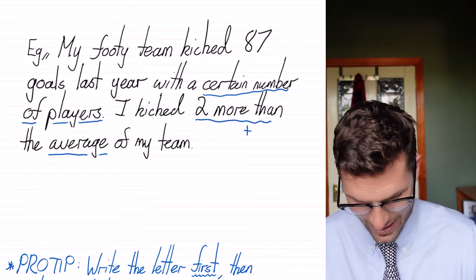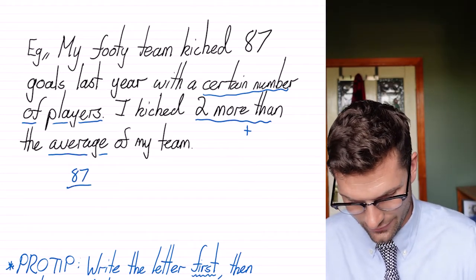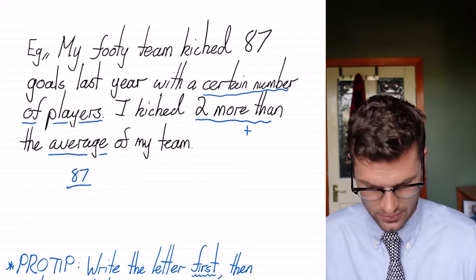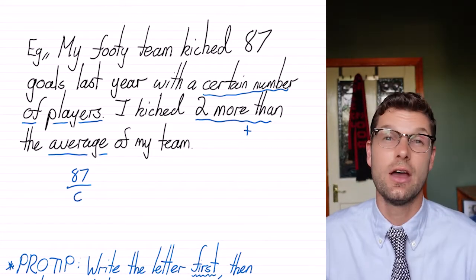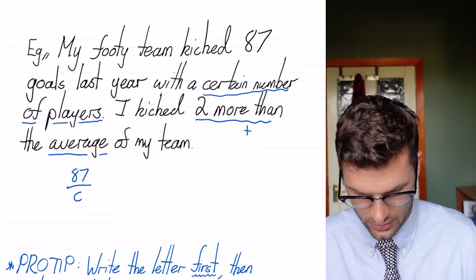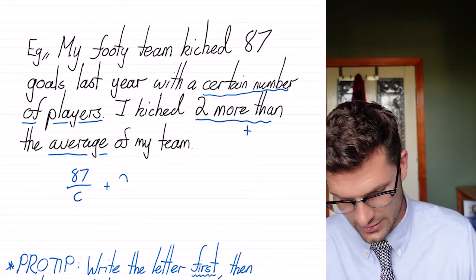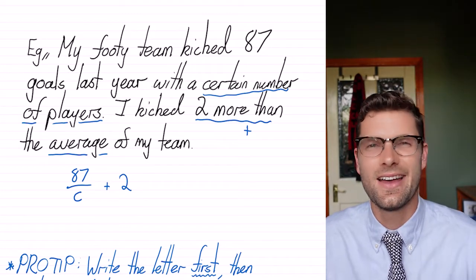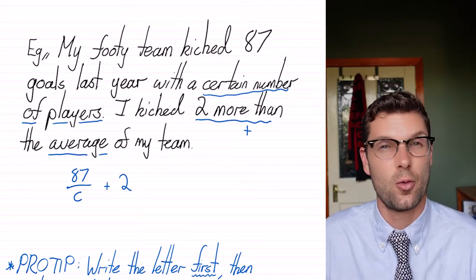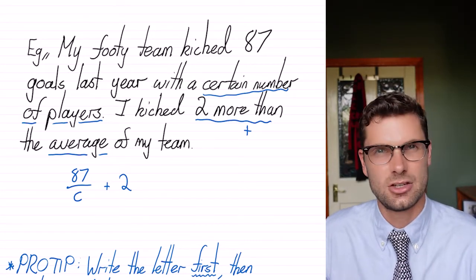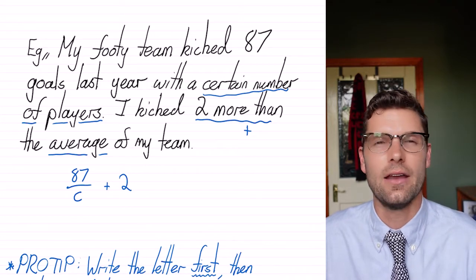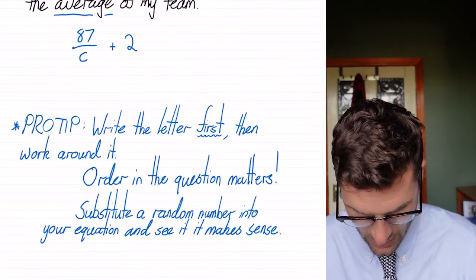So if we have 87 goals, we have to divide that by the number of players, which we don't know. That could be C, okay? And then if I kicked 2 more, I have to plus 2 at the end there. These ones are a little bit tricky to work out, but just knowing that average as a divide is definitely going to help.